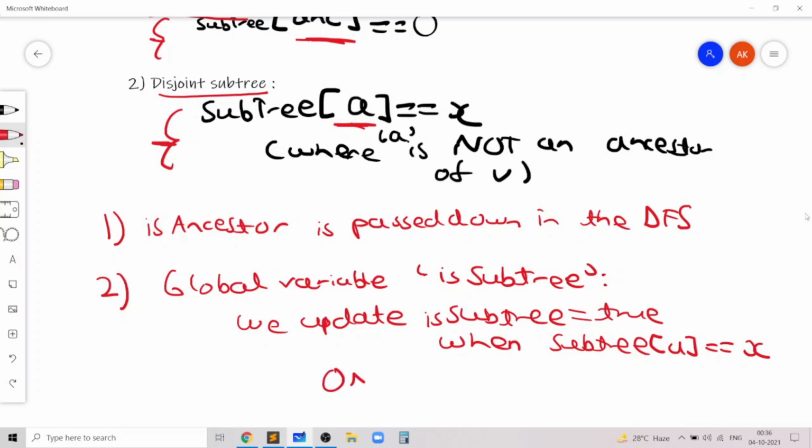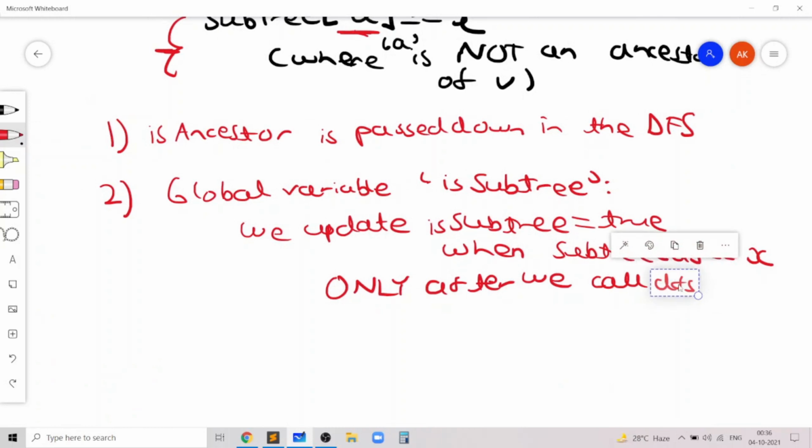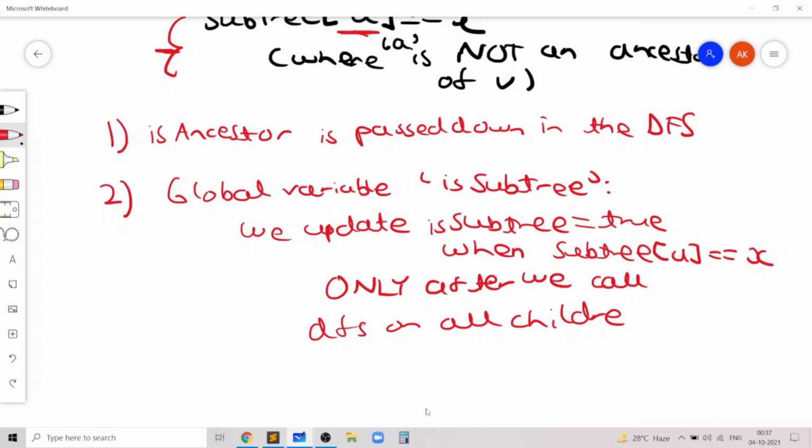Only after we call DFS on each of the children, so only after we call DFS of v for all children of u, then after that we can update is subtree to be true if subtree of u is x. So that I'll mention in the implementation detail in a few minutes. So if you didn't get all the details, just stay for the implementation.